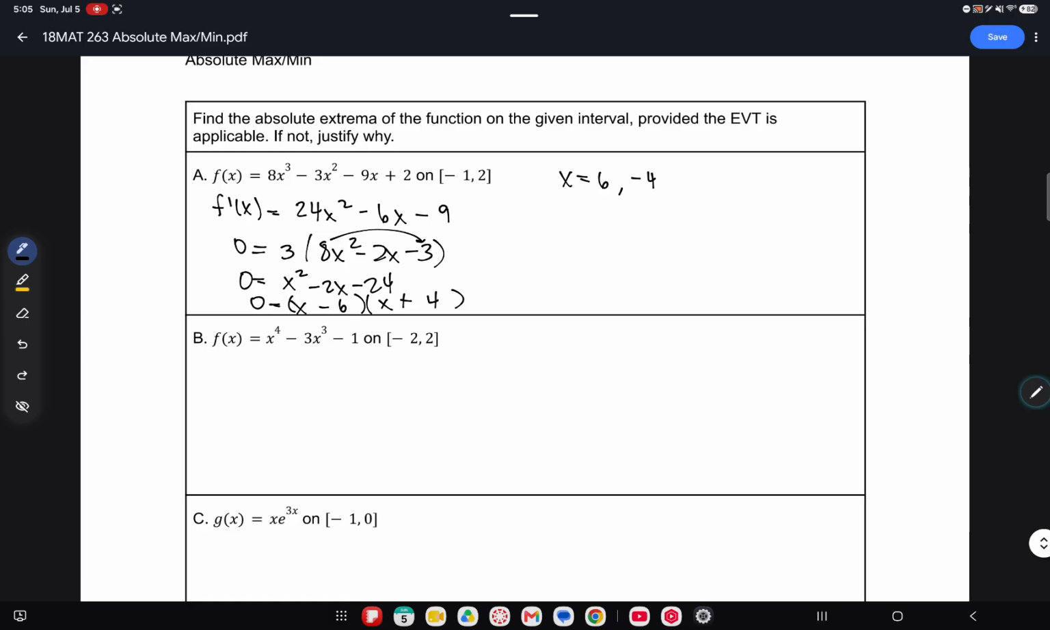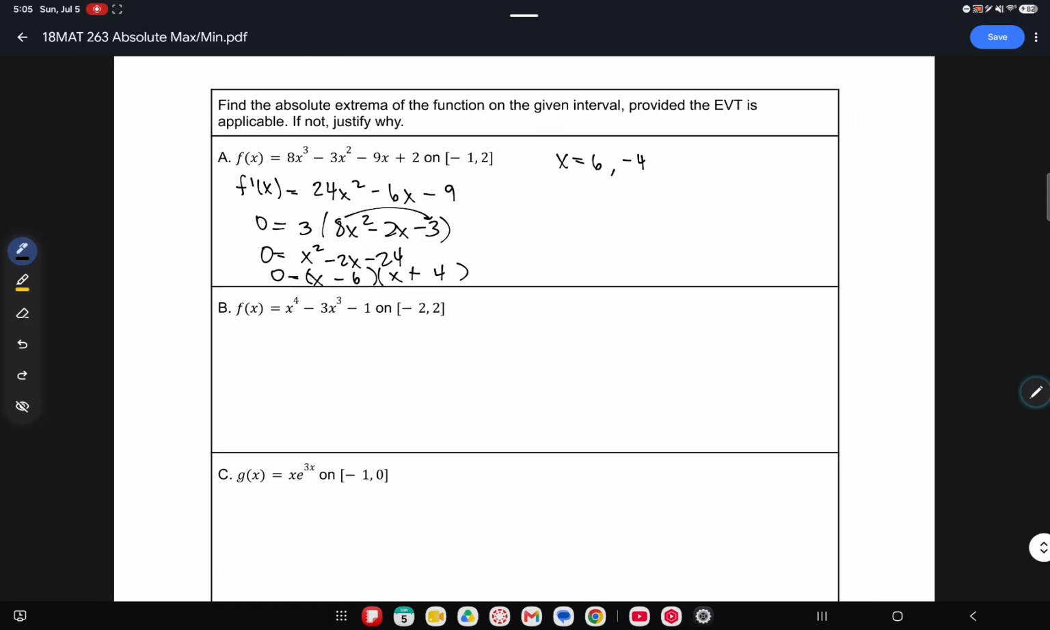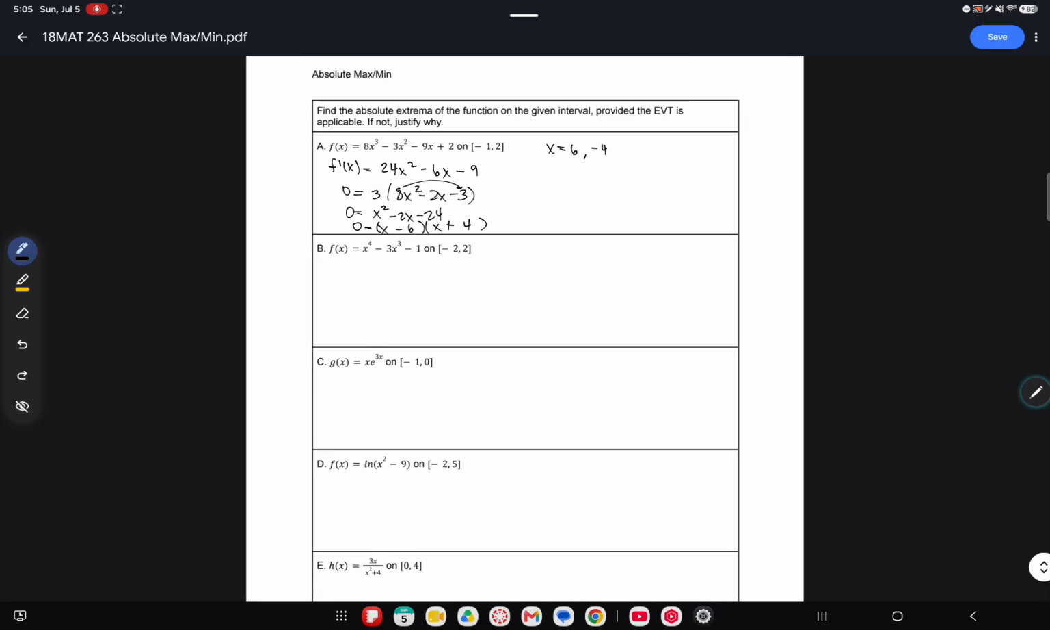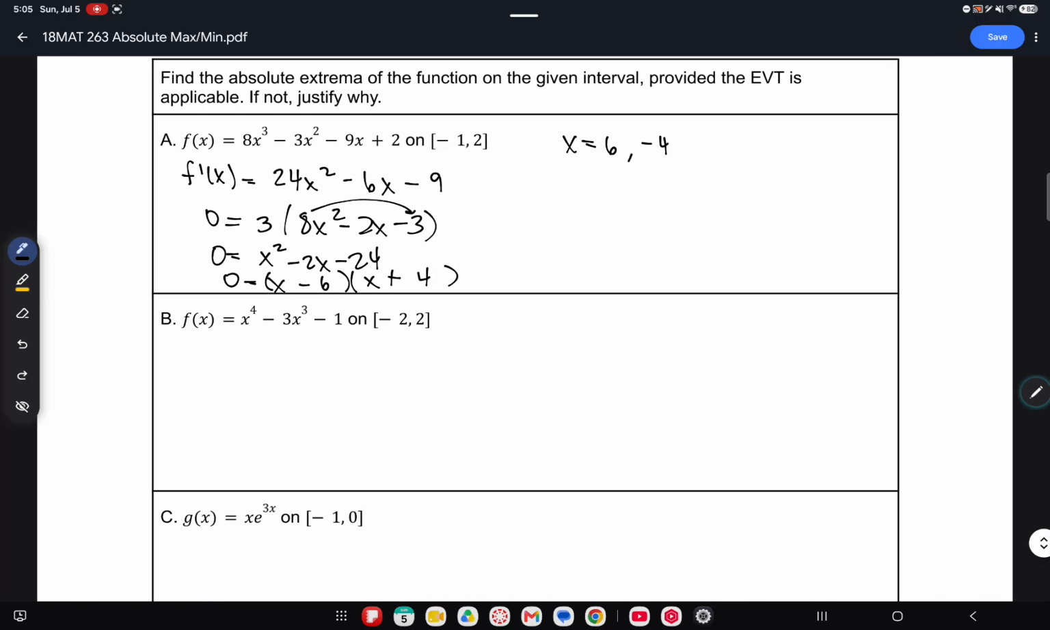And we are, let me just do a preview. Okay, this is the last page. We can find if they are maximums and minimums based off a sign chart. I think we've done sign charts before. If not, they're coming up. But we can go negative 4 and 6.